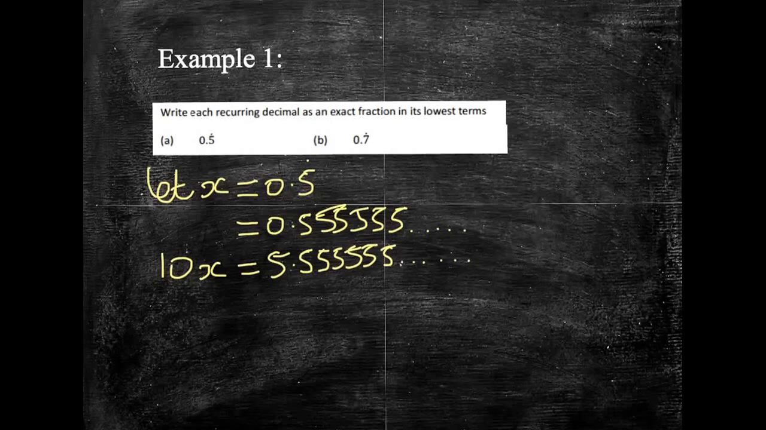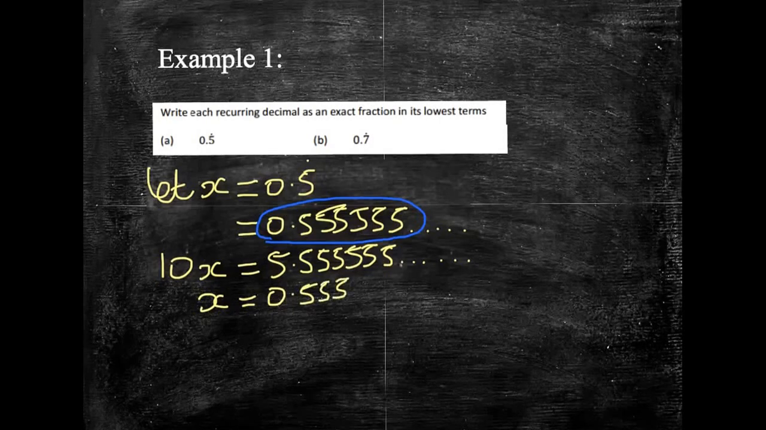Now if I ended up taking this part here away from our new 10x, I'm hoping that what you could see is that our numbers that line up above each other, if I'm taking these away from each other, they're going to effectively cancel out. So our normal x, what we started with, x was just 0.5 recurring. So I'm going to say that x underneath equals 0.55555 and so on and so on and so on.